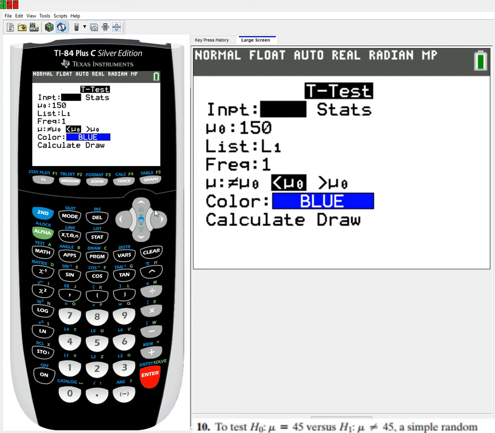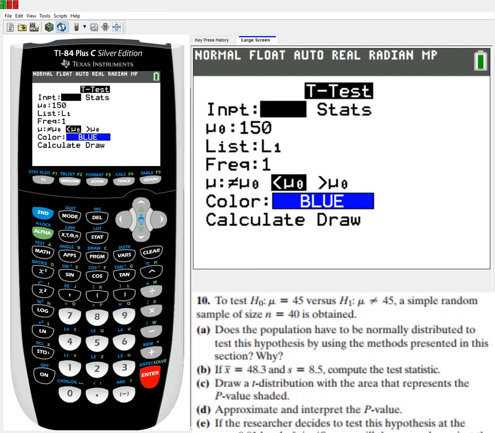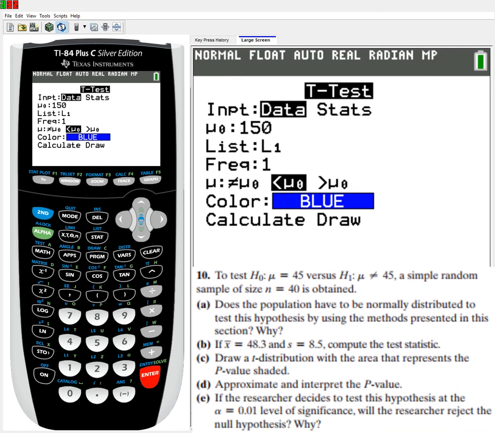All right, so what I have here is another question from the textbook. For those in my class, this is from page 457 if you want to follow along. This is question 10. To test the null hypothesis that the mean is equal to 45 versus the alternative that the mean is not equal to 45, a simple random sample of size n equals 40 is obtained. And we have a few questions here. A few of these we should be able to do without the calculator.